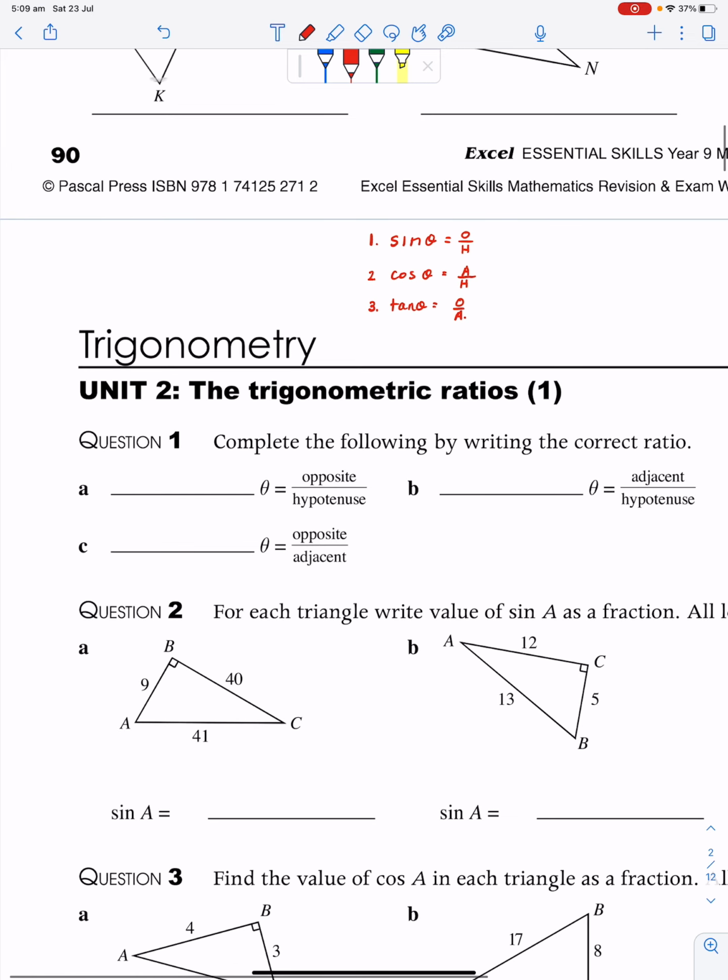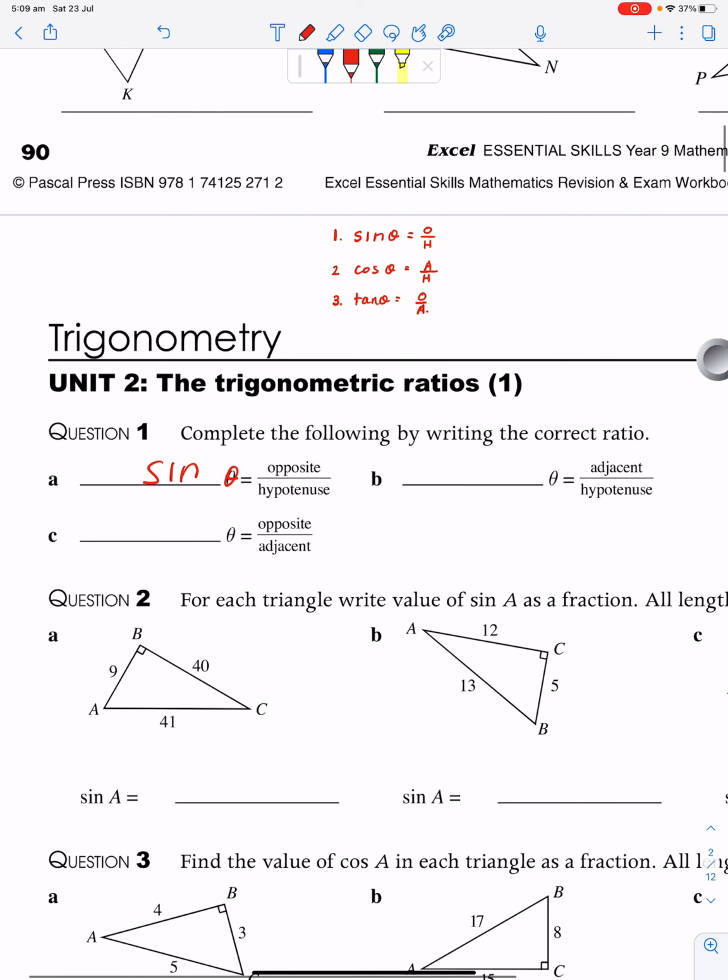In question 1, it says complete the following by writing the correct ratio. So which one is opposite over hypotenuse? It's this one over here, which is sine. So you're going to write here sine the angle. B, which one is adjacent over hypotenuse? Well, you're going to write cos. And which one is opposite over adjacent? You're going to write tan.